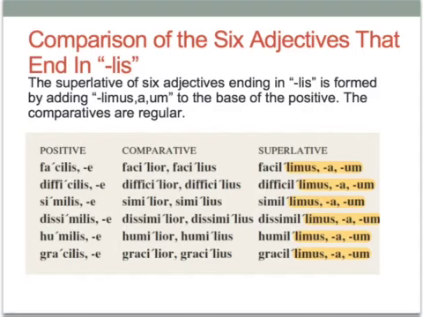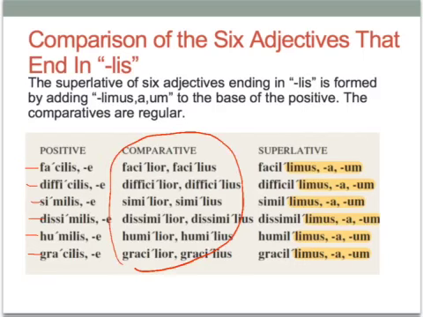There are six adjectives that end in -lis, and the superlative of these six adjectives will be -limus, so double -limus instead of the -issimus, to the base of the positive. The comparatives for these are regular. Notice here, these are the six: facilis, difficilis, similis, dissimilis, humilis, and gracilis.